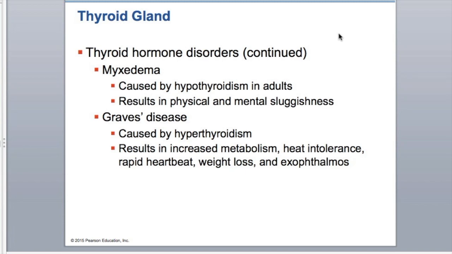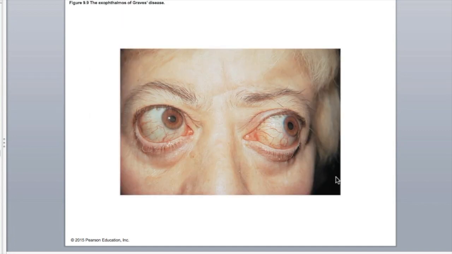Whereas myxedema or hypothyroidism will produce the opposite in adults. They become cold, their heart rate slows down, they tend to gain weight. In Graves' disease, you'll have exophthalmos, which is a fancy way of saying your eyes bulge. Next picture shows that. So it's a bulging eye.